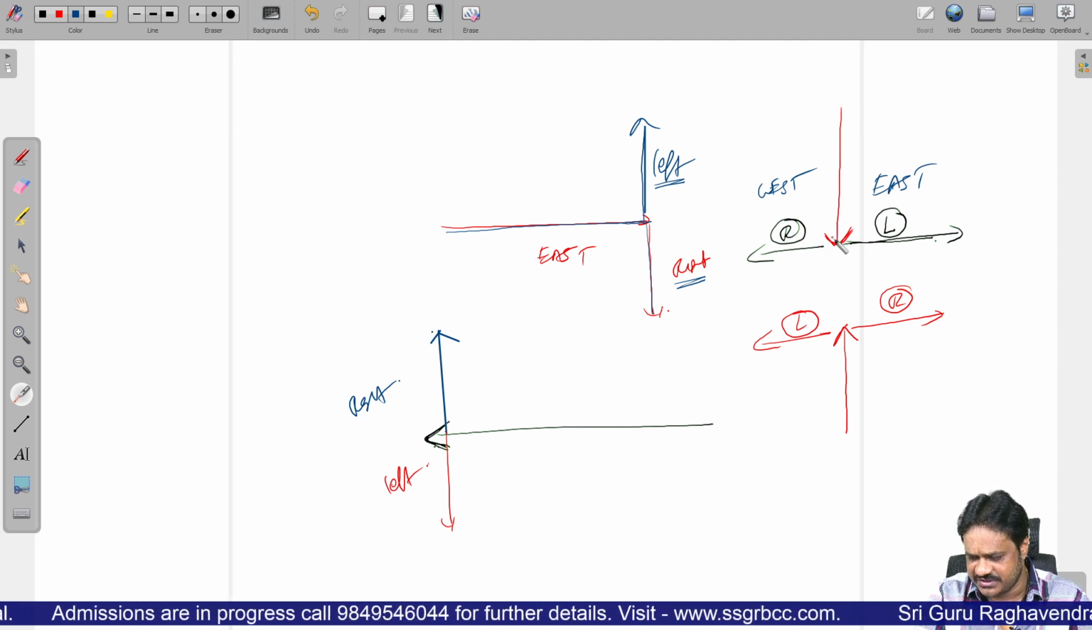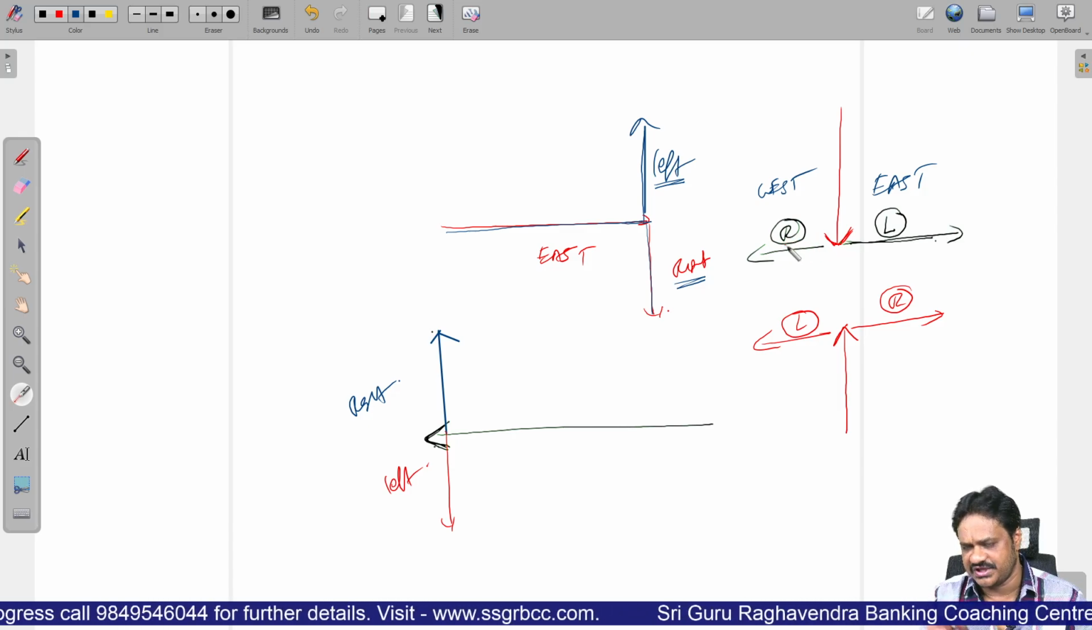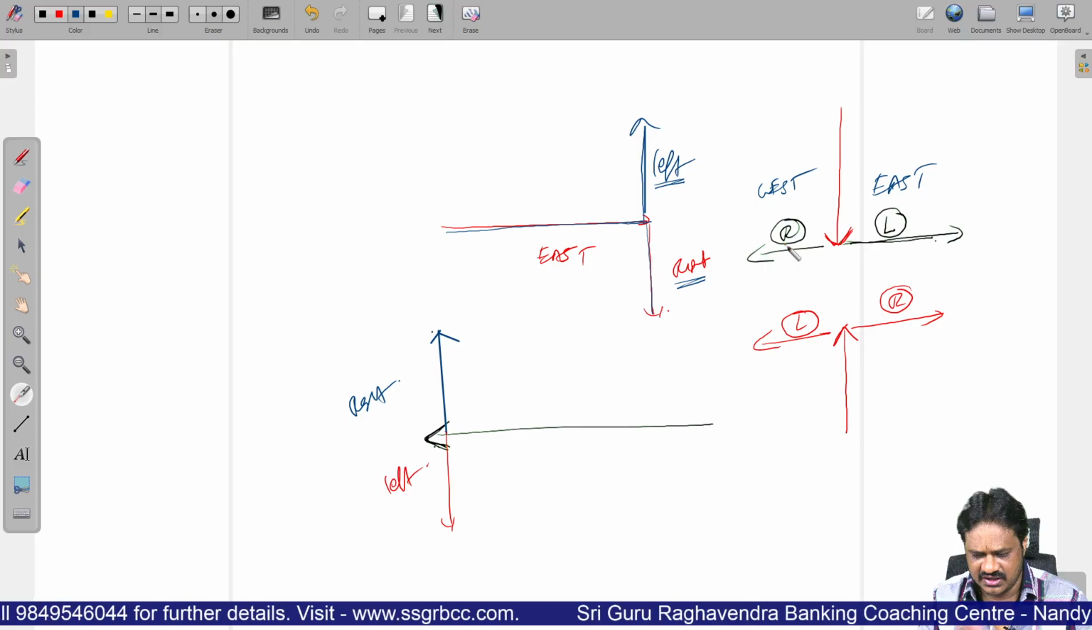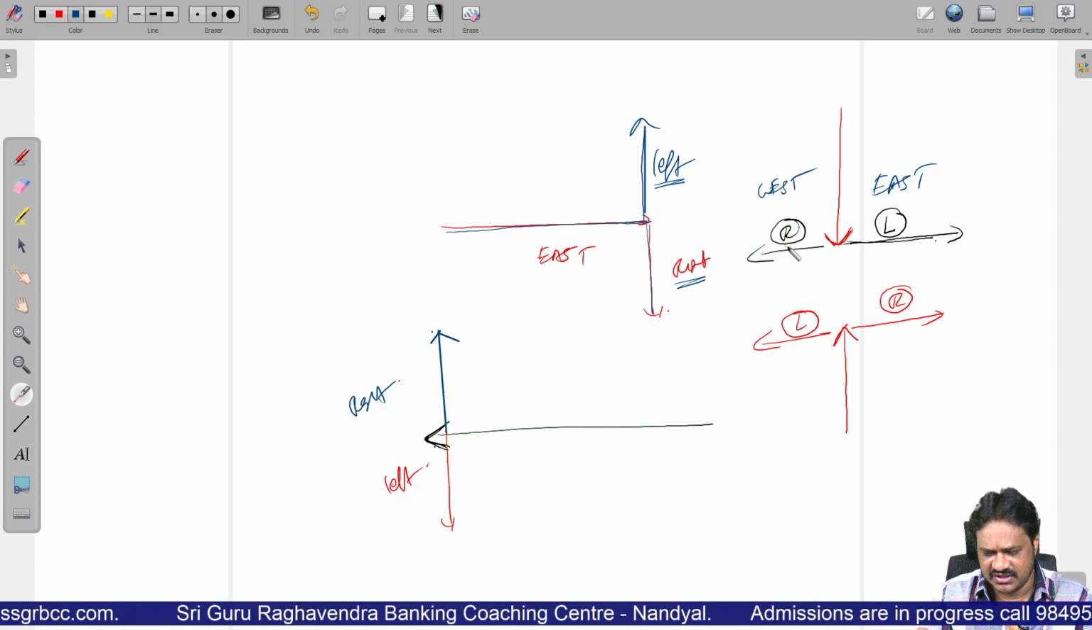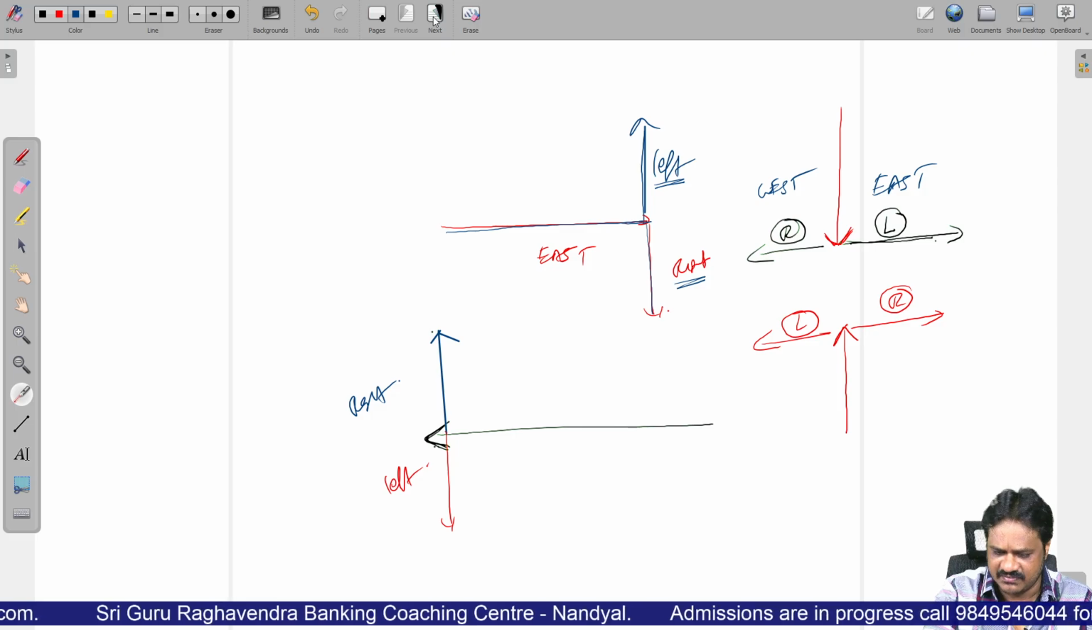Whenever a person is facing south, left means you have to move to the right, right means you have to move to the left. That is the thing we should understand. Now, let us go to the examples straight away. These are the basic things you have to learn. After that, we will go to the questions. If you see the questions, you can answer them very easily and you can understand the chapter.